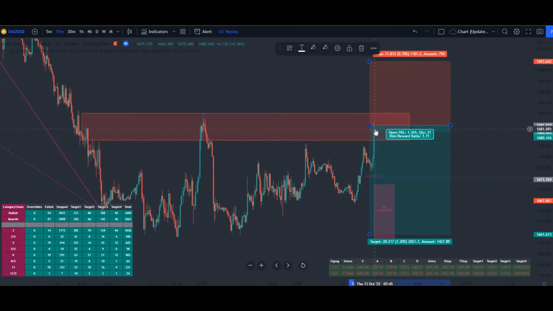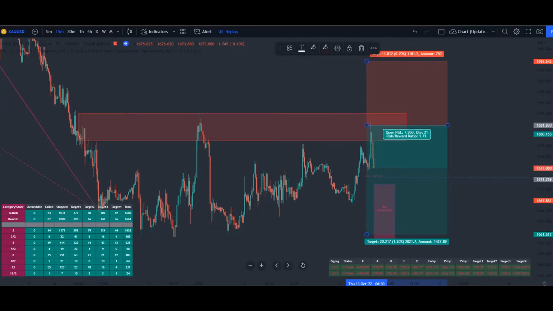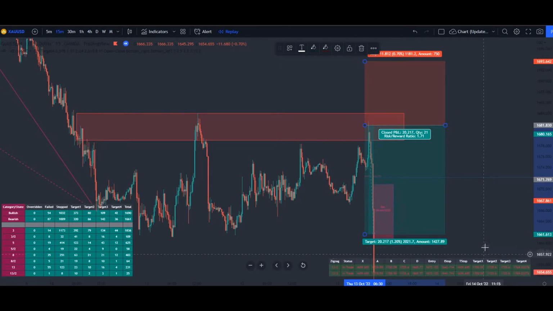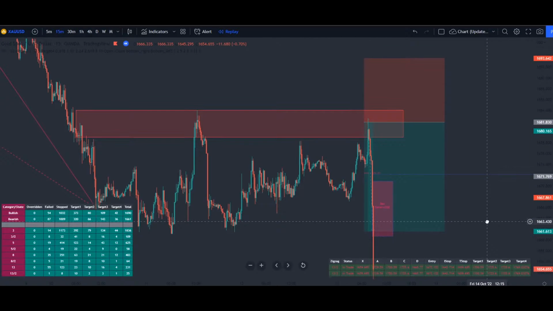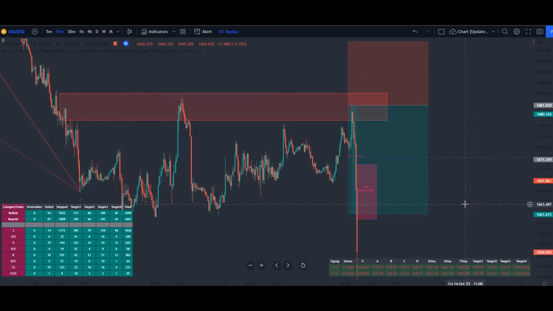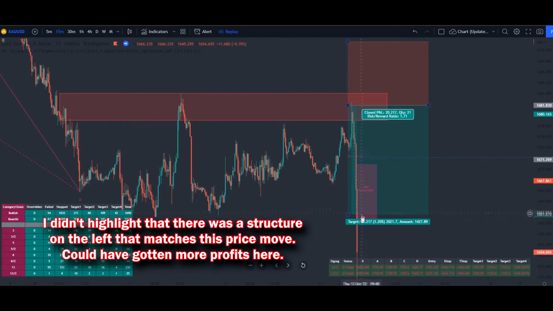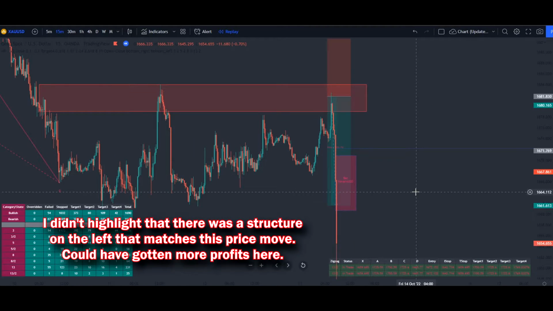So our order got activated and now we wait for the price to either hit our stop loss or our target. As you can see, the price immediately hits our target a few candles later. Now let's see if we can find more setups using this.